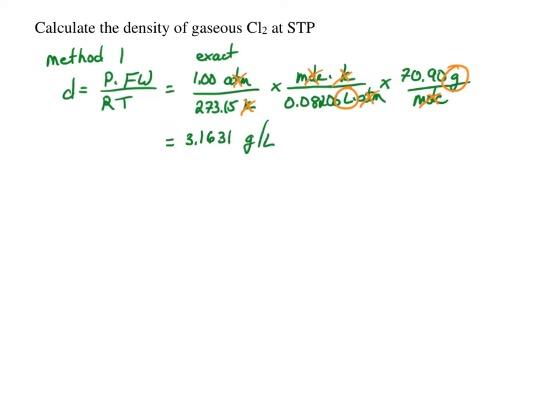We can go back and determine that we can justify 4 sig figs. Now remember, I made a note that I've written this with 3 sig figs, but this is an exact number because we're dealing with STP conditions. So we can go ahead and justify 4 sig figs for our final answer, 3.163 grams per liter.